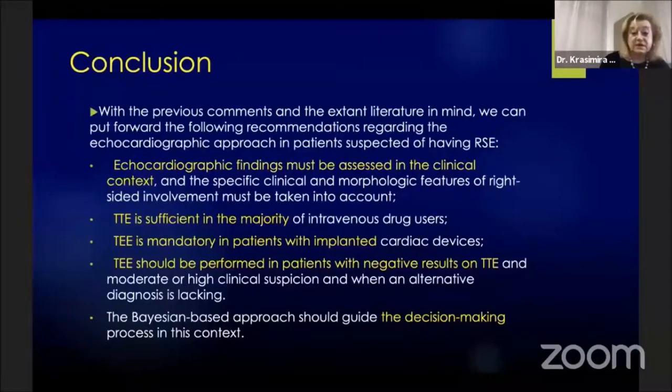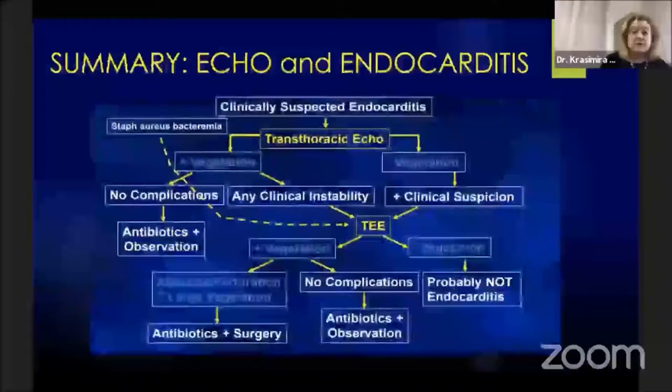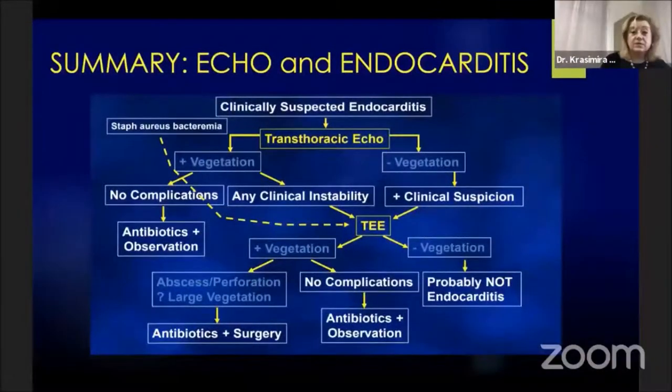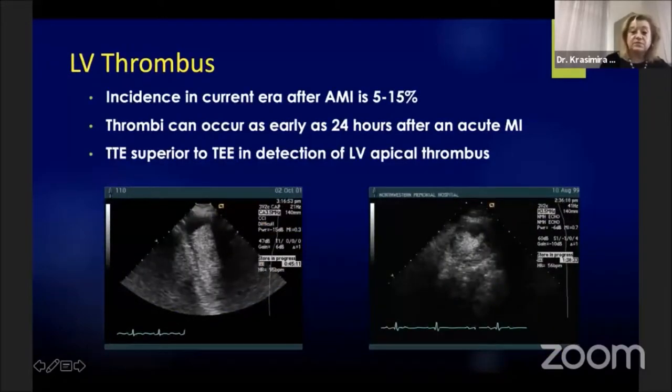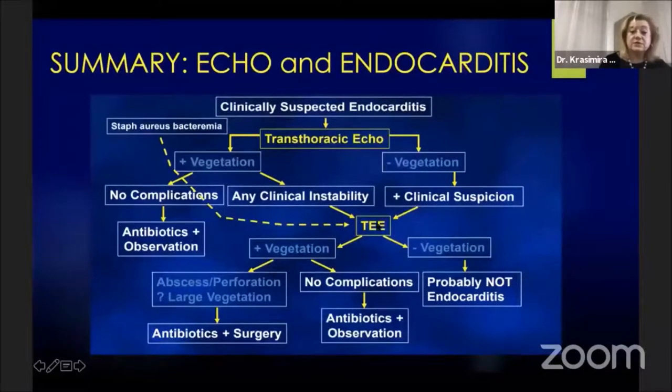Then, when the diagnosis is lacking, a Bayesian-based approach should guide the decision-making process in context. As the summary, echo and endocarditis: when we have clinically suspected endocarditis, transthoracic echo is the main test that we could perform, but for the diagnosis of vegetation, transesophageal echocardiography is mainly used for these patients.